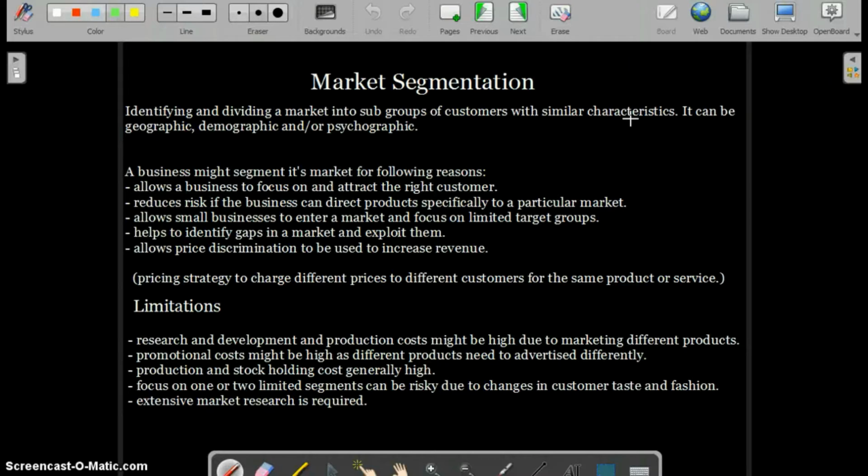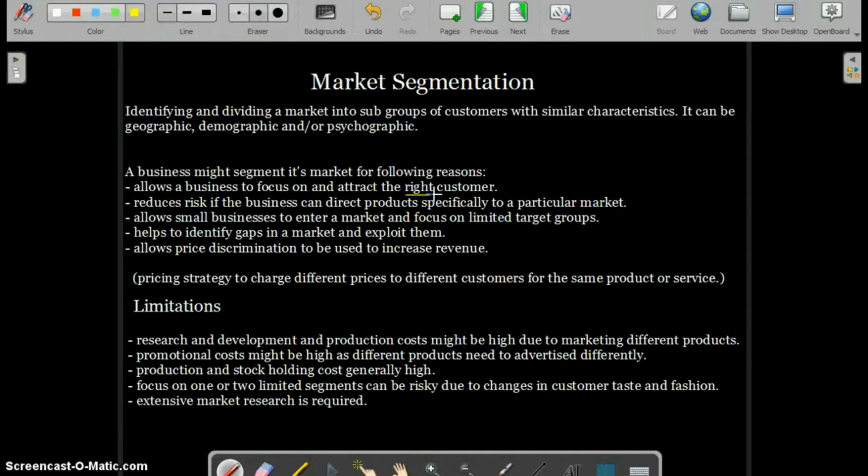So why might a business segment its market? It allows a business to focus on and attract the right customer. If you have divided a market into subgroups, you can identify the types of customer you want to attract, and hence you can focus on those particular customers which you think are worthy.